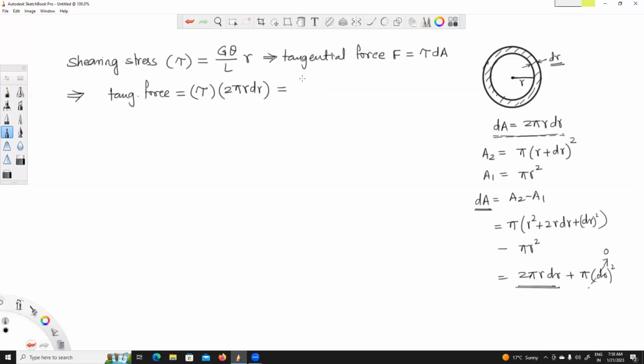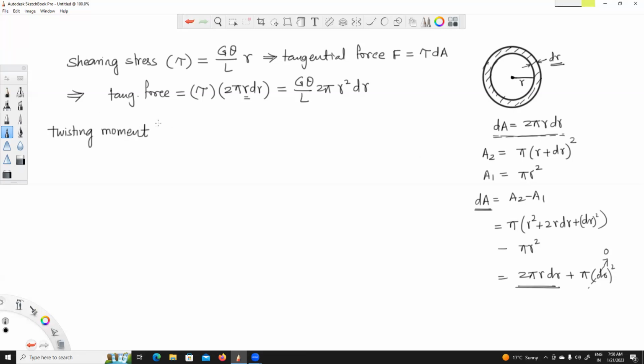What do I get here? This is the G theta over L tau expression multiplied by r. Here we have one more r, so let me write this as 2 pi r squared dr. Now I have found the expression for the tangential force. This tangential force will be acting in the tangential direction to this cross-section area, and it is going to produce a twisting moment or couple about this center. So let us find this twisting moment.